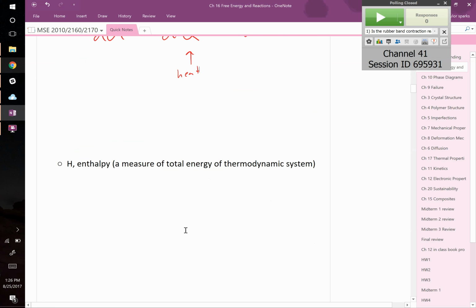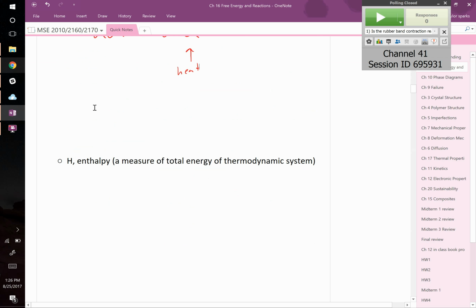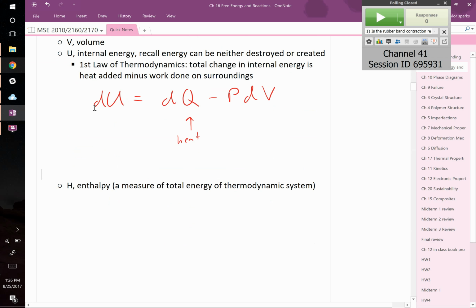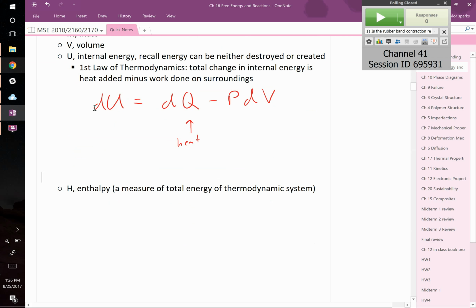Now, next up, let's talk about enthalpy. Enthalpy is a measure of the total energy of a given thermodynamic system. So H, our enthalpy, it should include internal energy for sure, right? The total energy must include the internal energy, but it's also going to include energy involved with doing work on the system around it, P times V, right? So what will the change in enthalpy be?